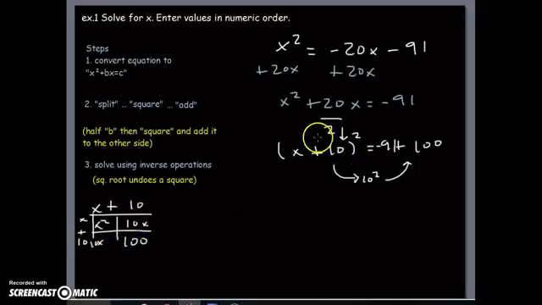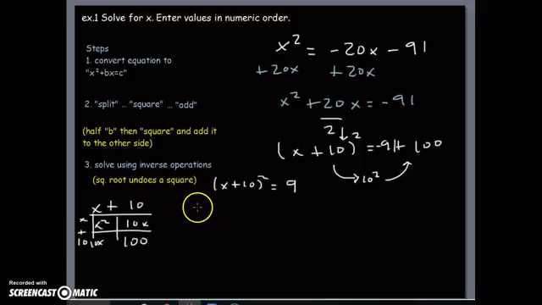So inside this binomial, what we did is we added 100. So we had to make sure we added it to the other side. That's what we call split it, square it, and add it. It's a shortcut method. Now what we have is x plus 10 squared equals negative 91 plus 100, which is a positive 9. And so we're going to solve using our inverse operations as our final step.